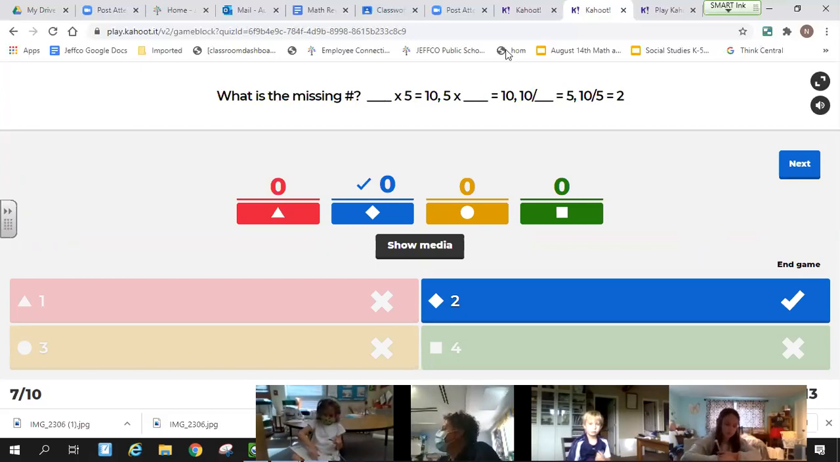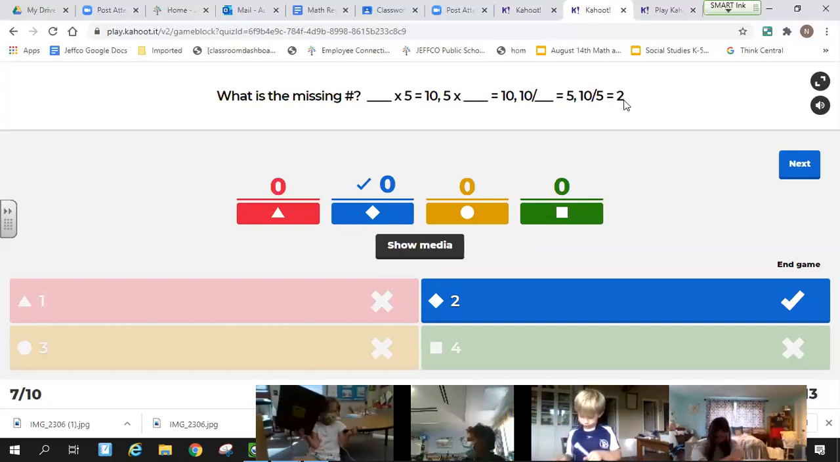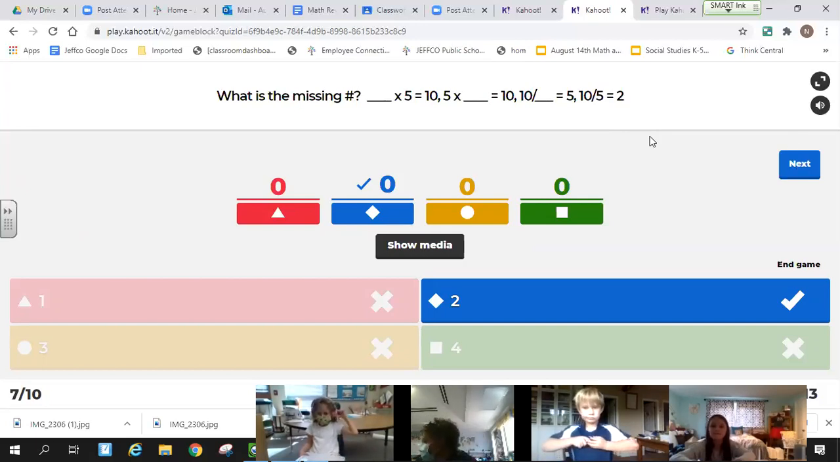So guys, 2 times 5 equals 10. Then you have the commutative property. 5 times 2 would equal 10. 10 divided by 2 would equal 5 because look, I gave it to you right here by accident. 10 divided by 5 equals 2, but I'm glad I did now because it's definitely not 4. 4 times 5 is not 10, right? All right.